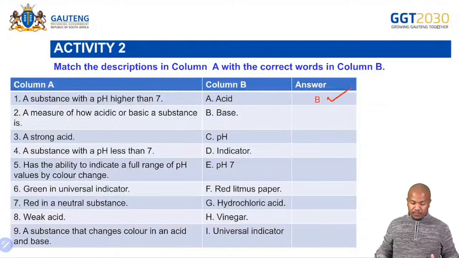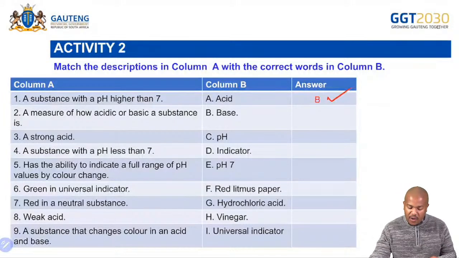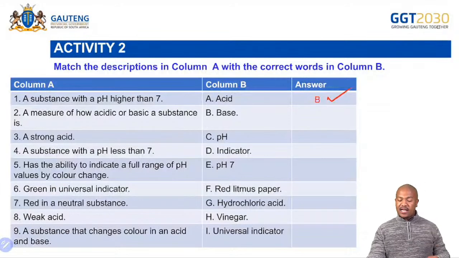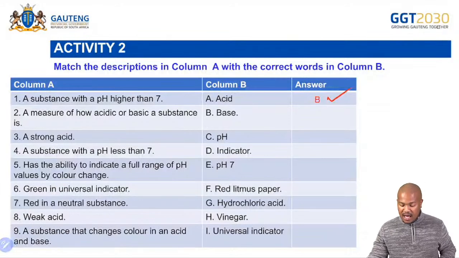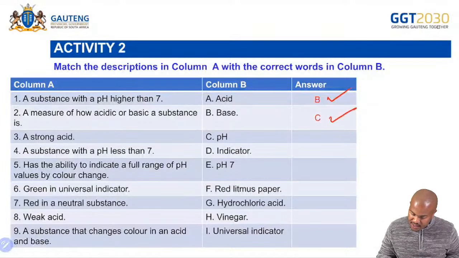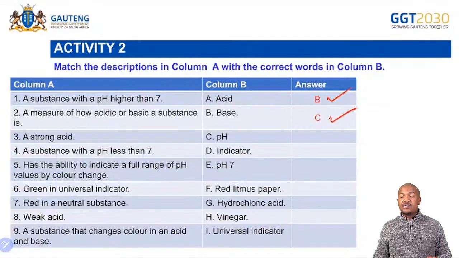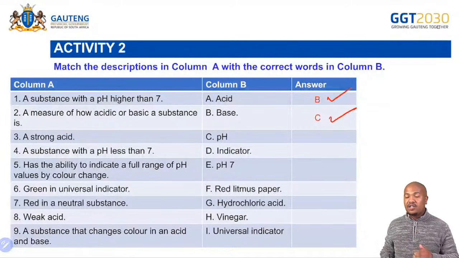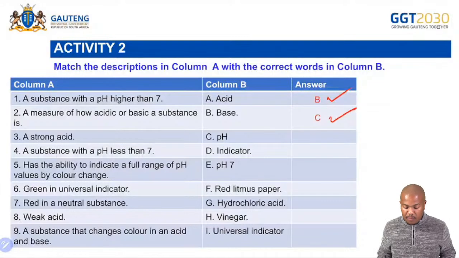Then number 2, a measure of how acidic or basic a substance is, right? And the answer is what? C, right? The answer is C, and that is pH, right? pH is a measure of how acidic or basic a substance is.